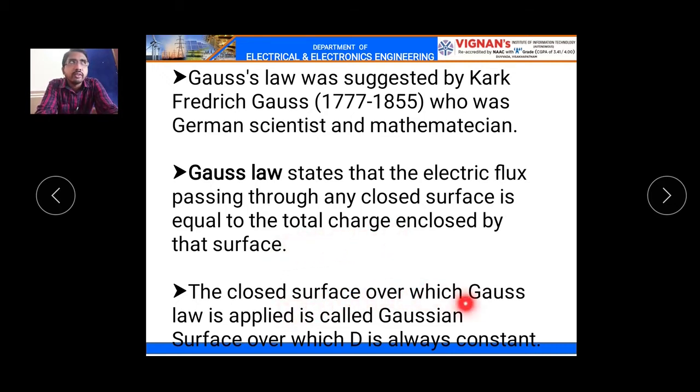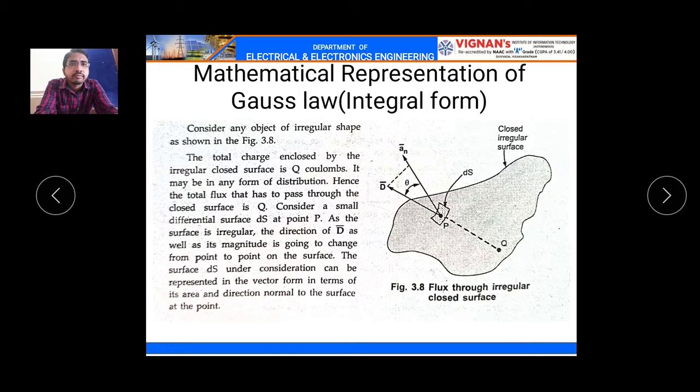The surface over which the Gauss law is applied is called Gaussian surface, which is a very important short answer. They may ask you sometimes to define Gauss law, to define Gaussian surface. The closed surface over which the Gauss law is applied is called Gaussian surface. So Gauss law states that the electric flux Xi passing through any closed surface is equal to the total charge enclosed by that surface. Psi is equal to Q. This is the Gauss law statement.